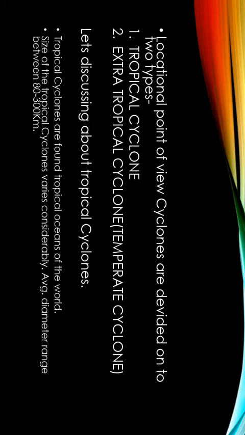From a locational point of view, cyclones are divided into two types: tropical cyclones, and extratropical or temperate cyclones. Let us discuss the tropical cyclone. Tropical cyclones are found on the tropical oceans of the world. The size of tropical cyclones varies considerably. The average diameter ranges between 80 and 300 km.